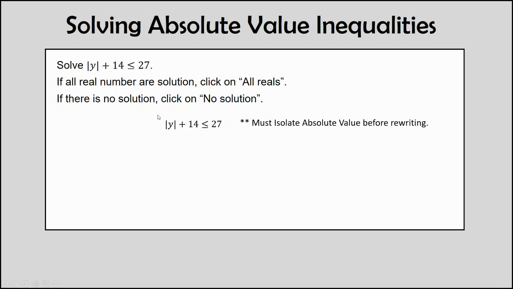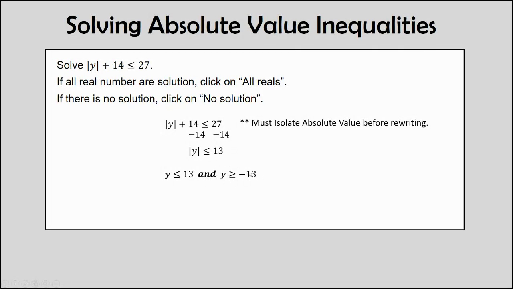Okay, so how do I isolate this absolute value of y if it has 14 added to it? We subtract 14 from each side. I wind up with the absolute value of y is less than or equal to 13. Now that it's isolated, I can write my two cases. Less than or equal to 13. What conjunction, and or or, do we use with this? Well, it's and. Remember, less than 13 is less than 13 units from 0. And I'm going to write my two cases. y is less than or equal to 13 and y is greater than or equal to -13.